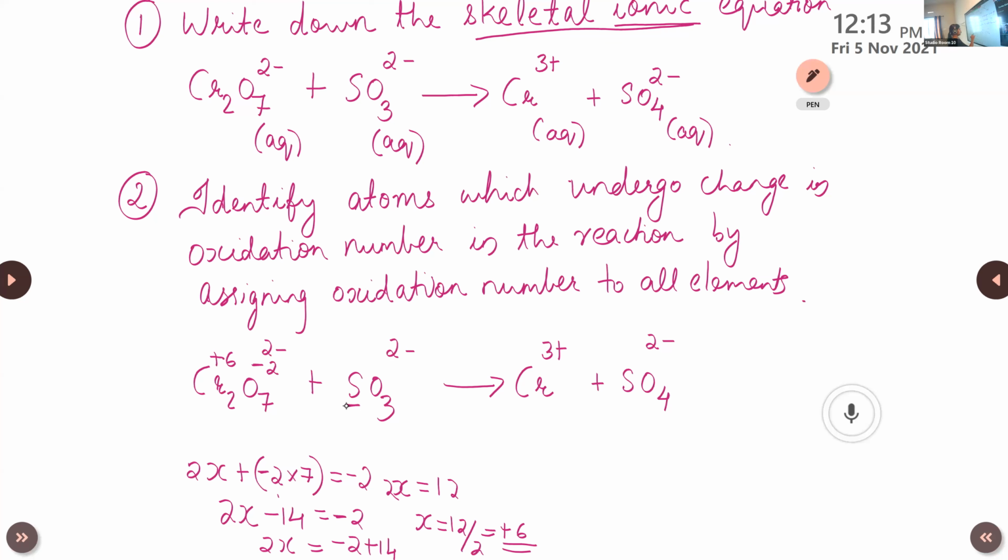Wait. Here, we can assume that the oxidation number of sulfur is X, right? X plus, here it is 3 oxygen atoms and the oxidation number of oxygen is minus 2. So minus 2 into 3, that will be equal to minus 2. So X minus 6 equal to minus 2. So X equal to minus 2 plus 6. That is plus 4, right? Plus 4.